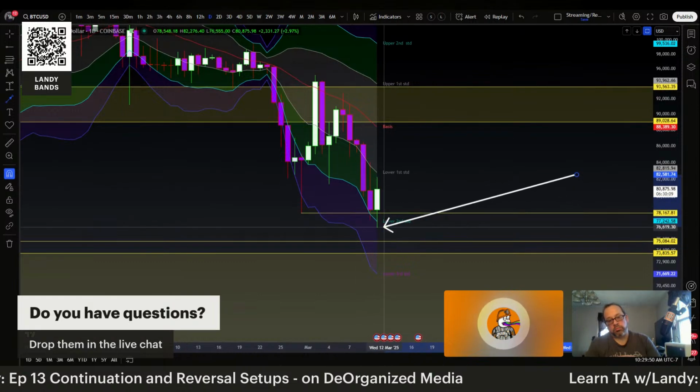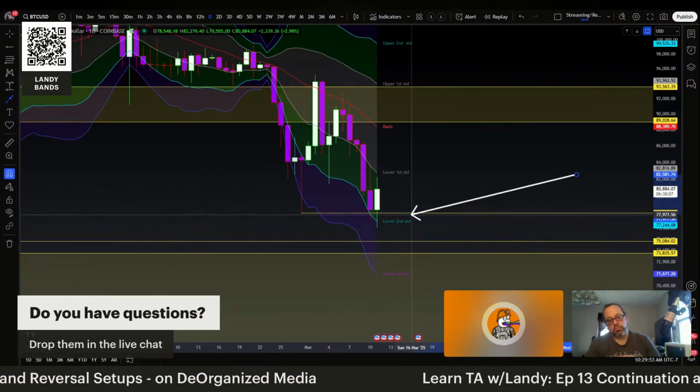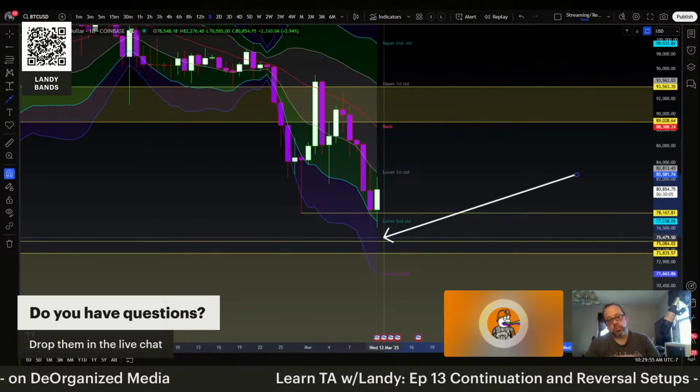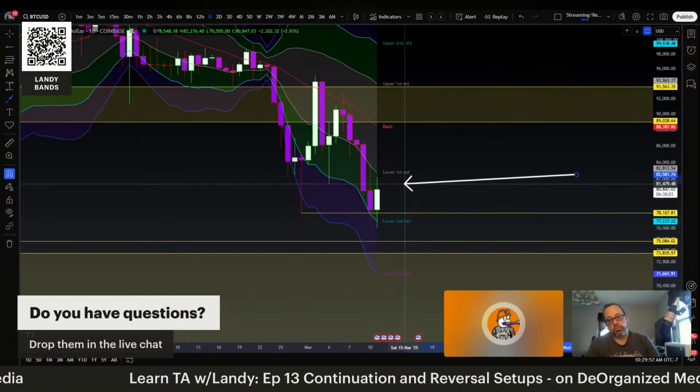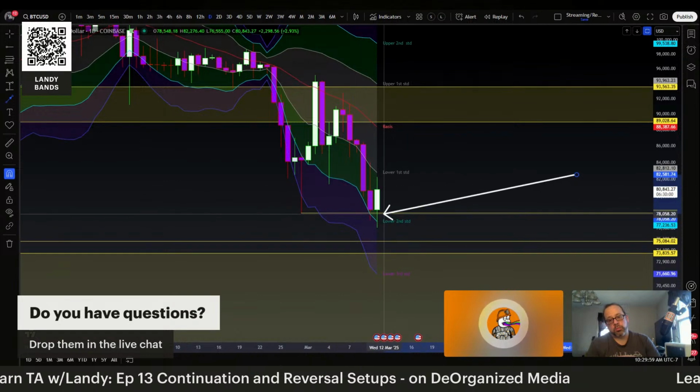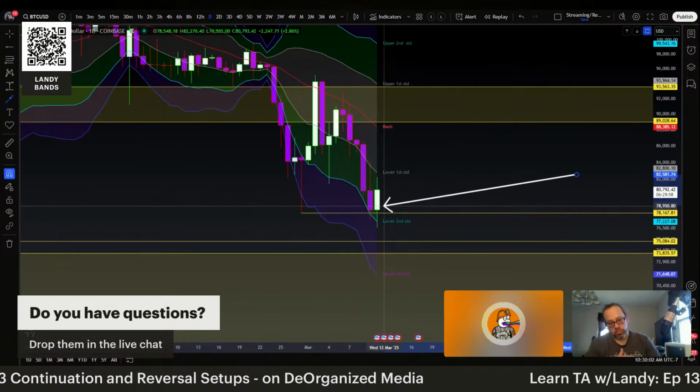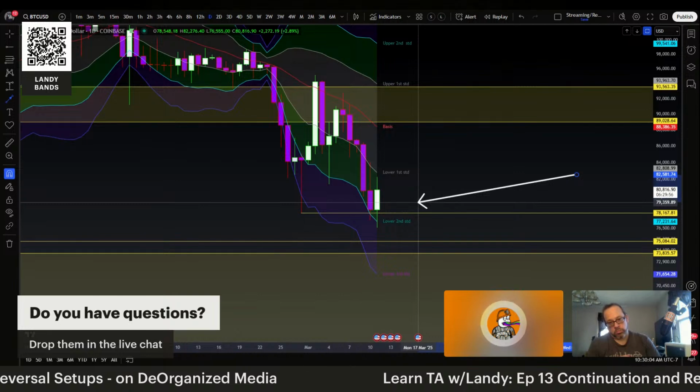But if we keep swinging below it while failing to close below it, we could get just continuation down on lower timeframes and then start to present a low being set here with the potential of a reversal setup developing from there.